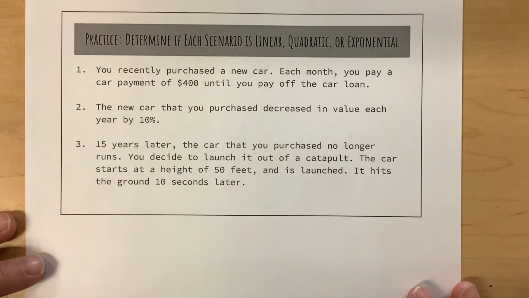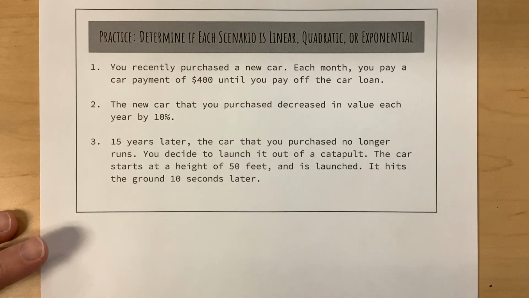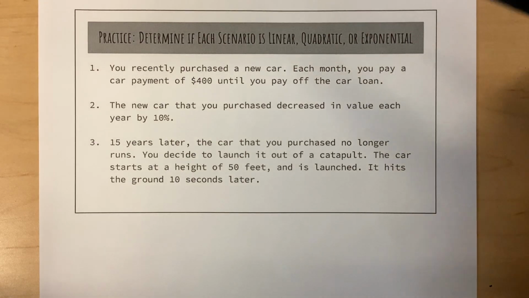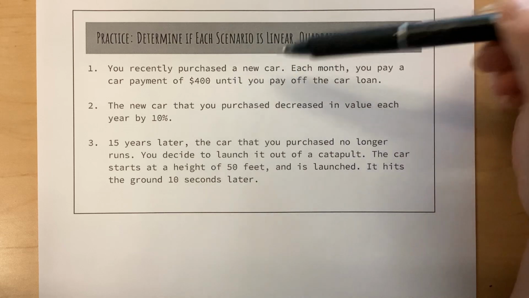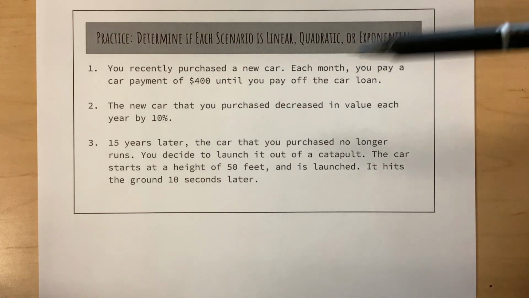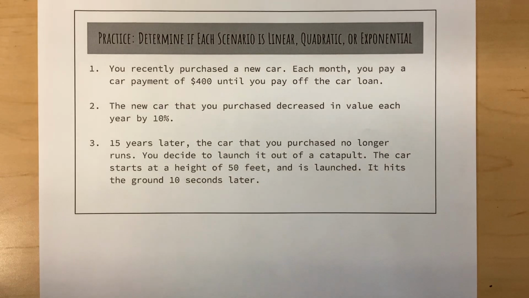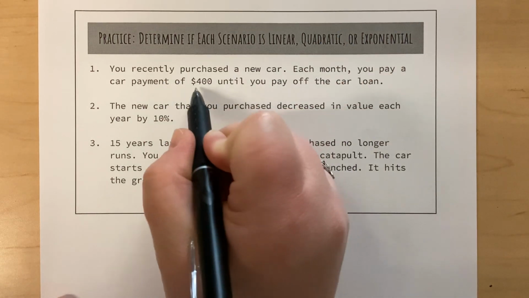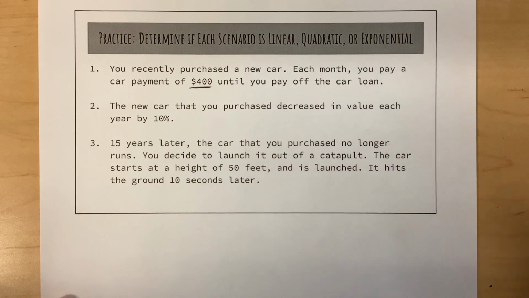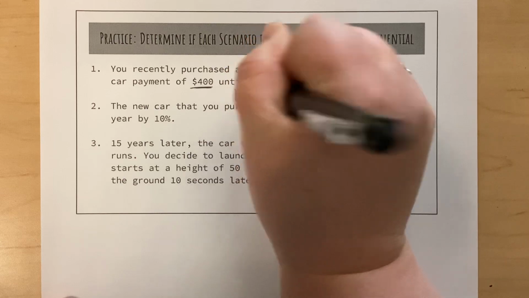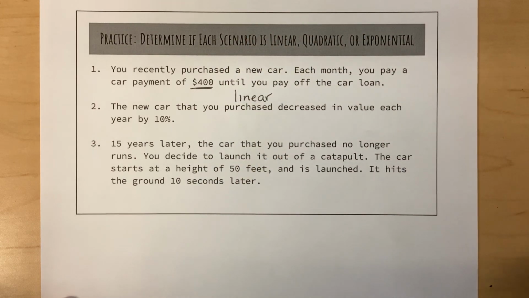All right, so what I did here was I took the same idea and turned it into one of each type. So for this first one, it says, you recently purchased a new car. Each month, you pay a car payment of $400 until you pay off the car loan. Now, what was not given here was how much you paid for the car, but that's not necessarily the most important part. What's most important is that you are paying $400 each month, okay? So that is being taken away from what you owe every single month, so it's constant. That makes this one linear because you are subtracting $400 every single month.